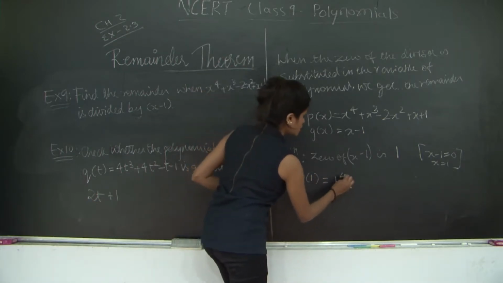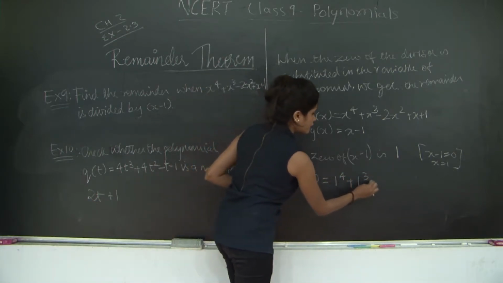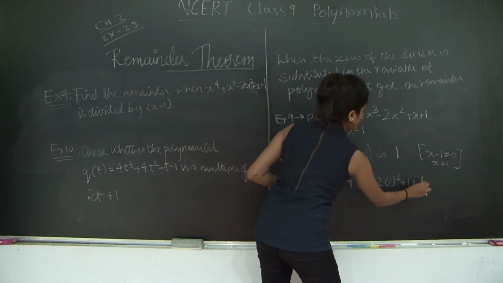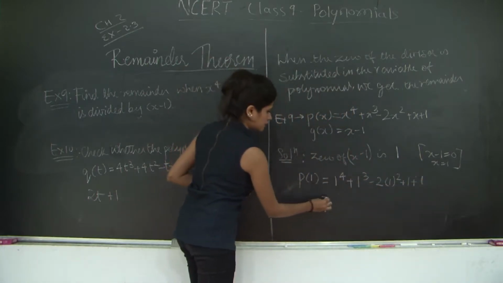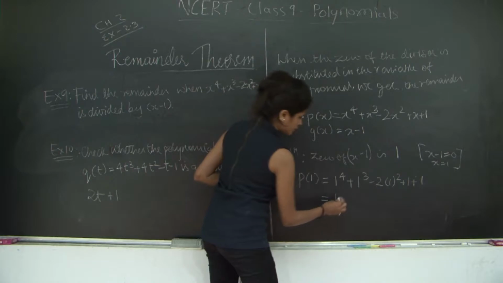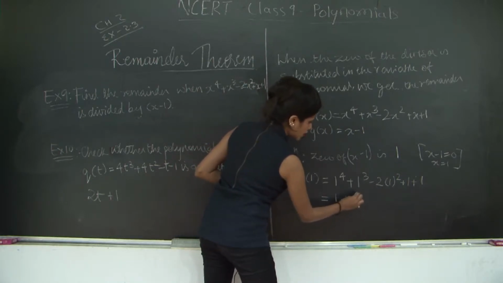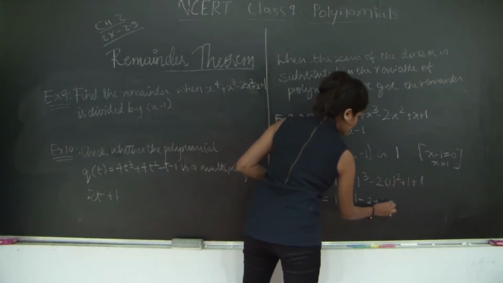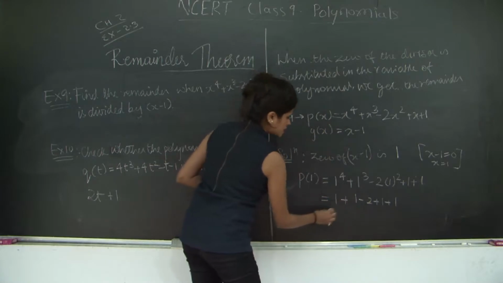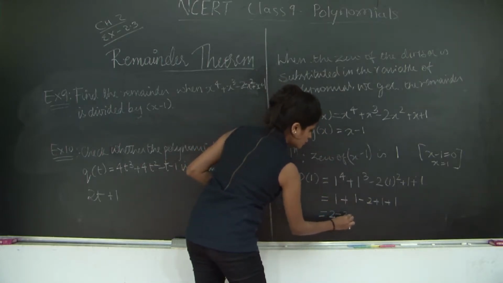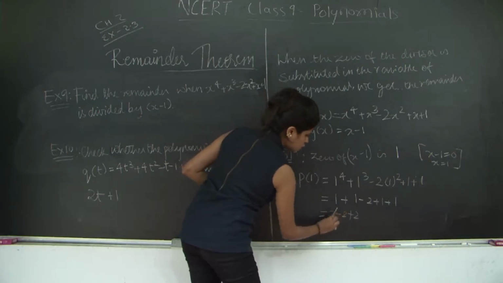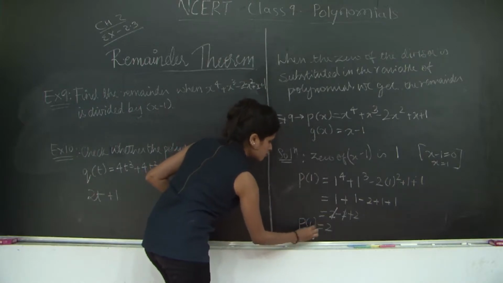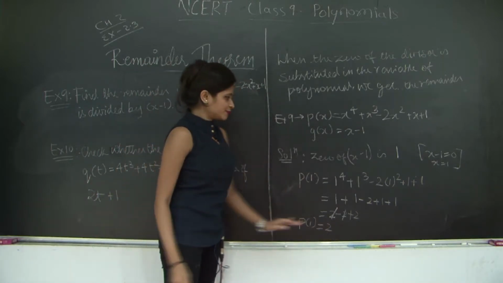It's going to be 1 raised to the power of 4 plus 1 raised to the power of 3 minus 2 into 1 raised to the power of 2 plus 1 plus 1, right? So 1 raised to the power of anything gives you 1. So 1 plus 1 minus 2 into 1 is going to give me 2 plus 1 plus 1. This is going to give you 2 minus 2 plus 2. So you see that 2 and minus 2 cancel out and you get your remainder as 2. So your remainder is 2.